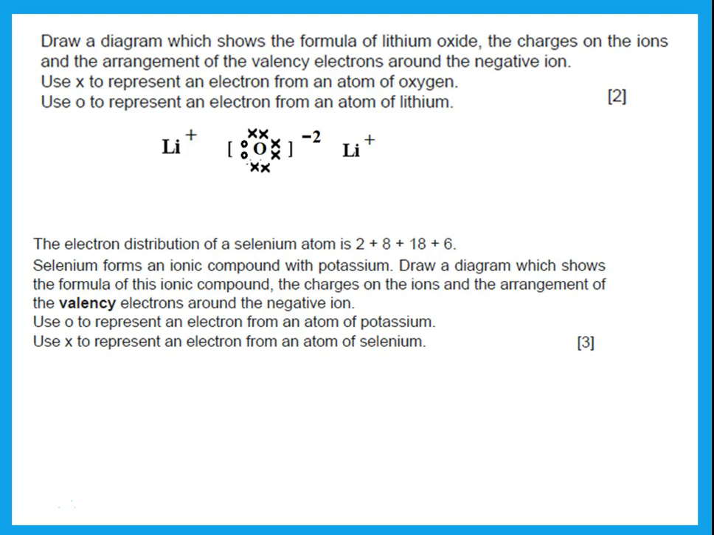Here we're looking for selenium forms an ionic compound with potassium. And he's telling me that selenium has 6 electrons in its outermost shell.